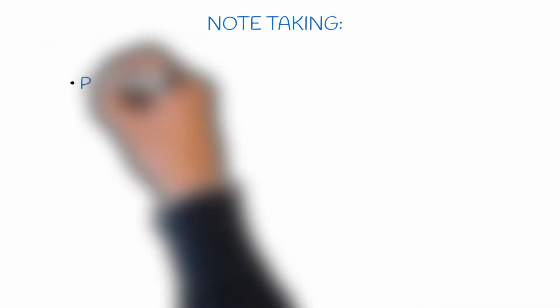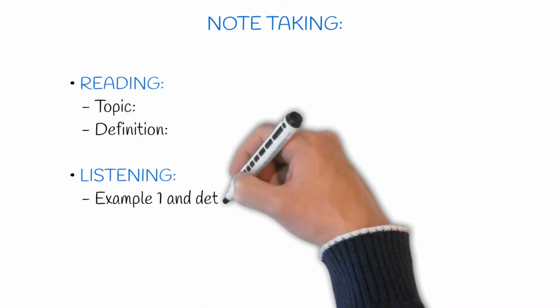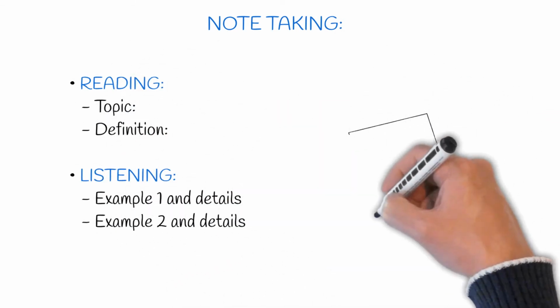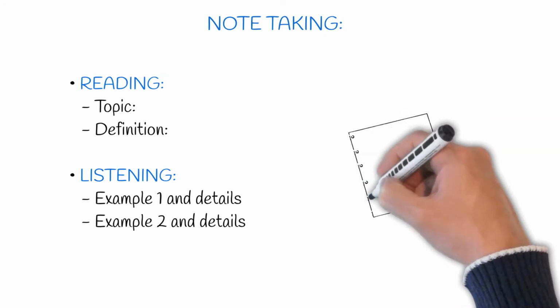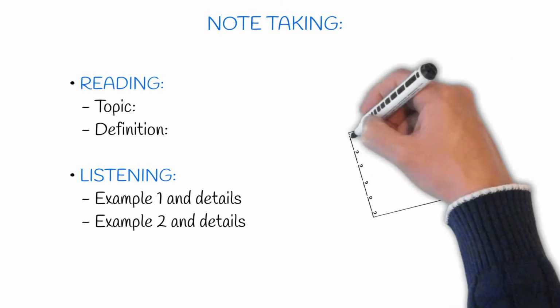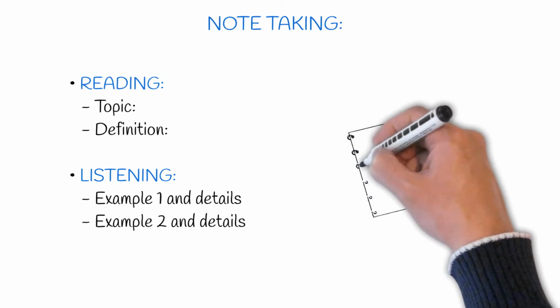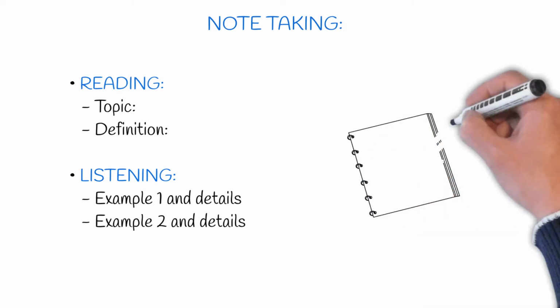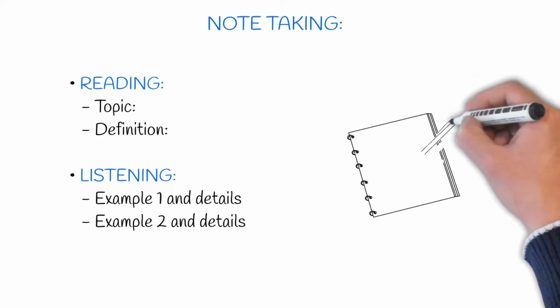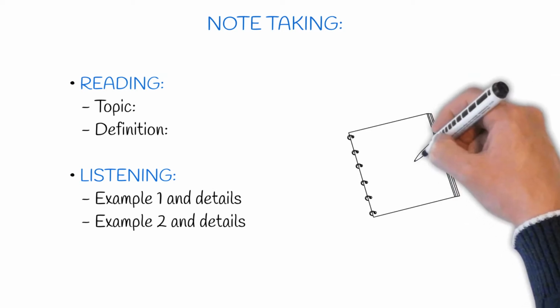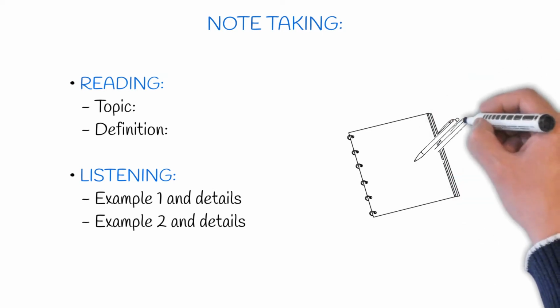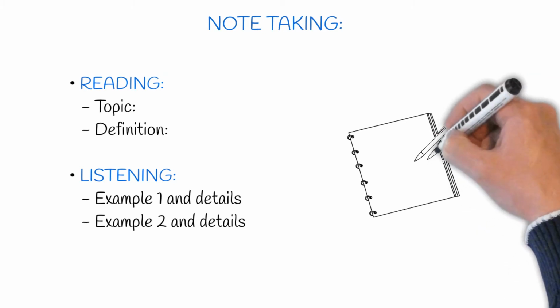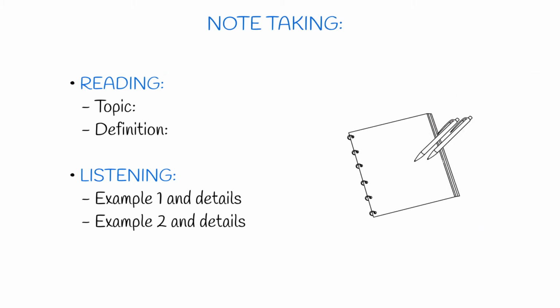Important part, note-taking. In the reading passage, there is usually a topic and its definition. Write down the topic, write down the definition. In the listening passage, there is usually example 1 and its details, and example 2 and its details. And these examples and details are the specific information about the general topic discussed in the reading passage. So basically, the listening passage will illustrate the points made in the reading.